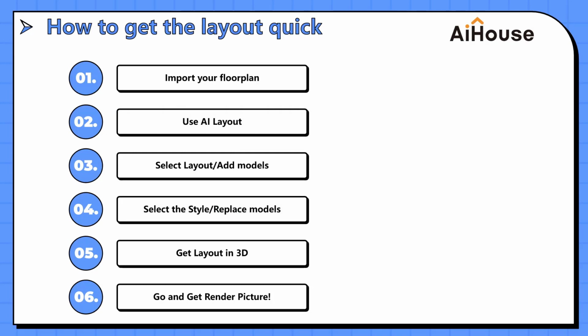The first thing you need to do is to import your floor plan, or you can draw your floor plan also. And second, you can use the AI layout now. Then in this layout interface, what you need to do first is to select the layout scheme, then select the style. After that, you can get your layout in 3D and view it in 3D. Once you confirm everything is right, you can go to get the render picture. So now let's get into AiHouse to see this function.